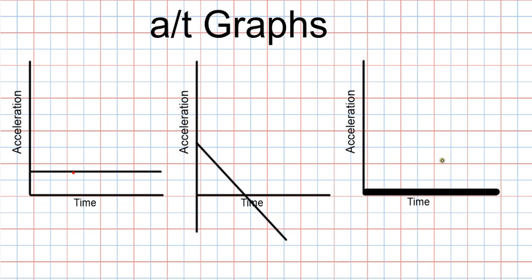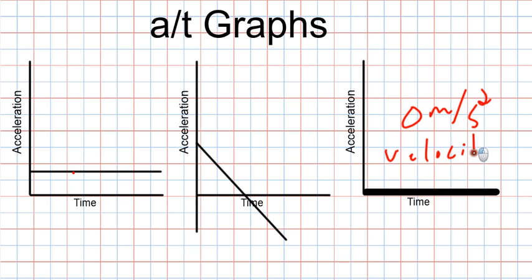For this last graph, we have a horizontal line, and it is at 0. It is on the x-axis. So in this case, we can say that our acceleration is 0 meters per second squared. But what we have to be careful about with this particular graph is that this is not necessarily saying that the object is at rest. It could be, but all this is really saying is if our acceleration is 0, that our velocity is constant.